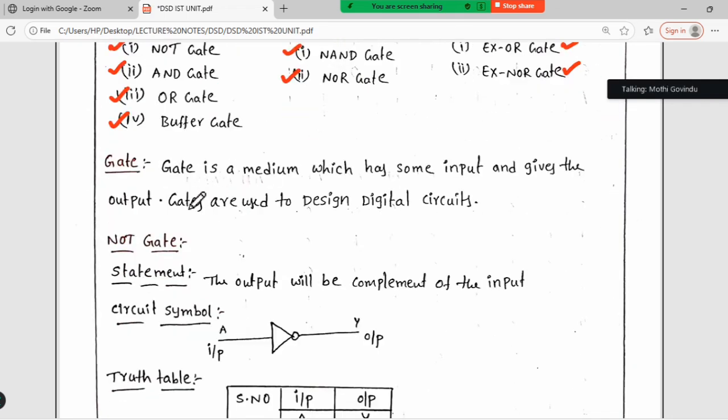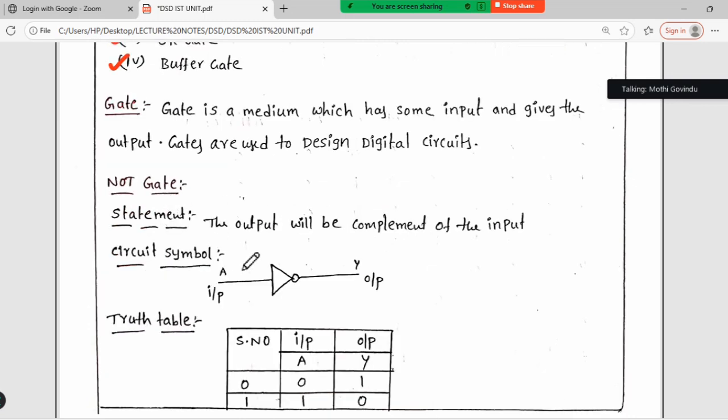So what is a gate? A gate is a medium which has some inputs and gives one output. Gates are used to design digital circuits. First, we'll see the NOT gate. For a NOT gate, the output will be the complement of the input.